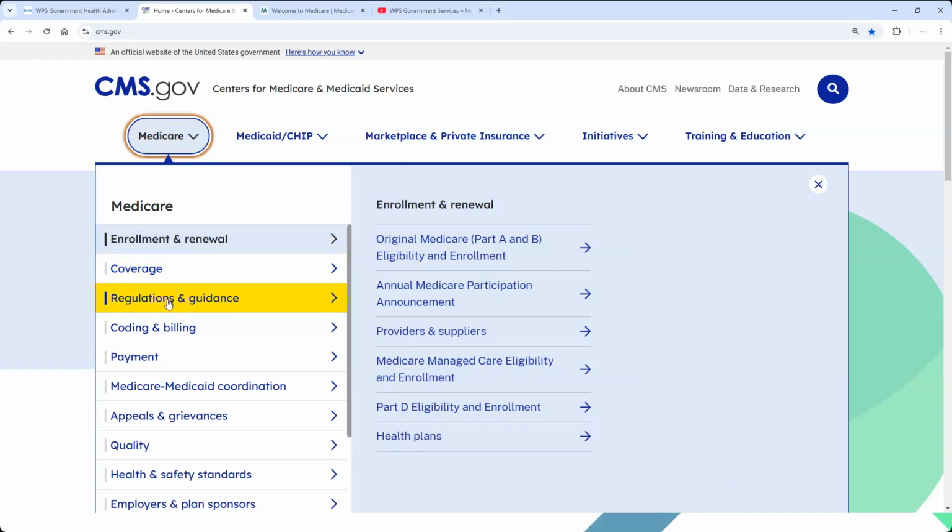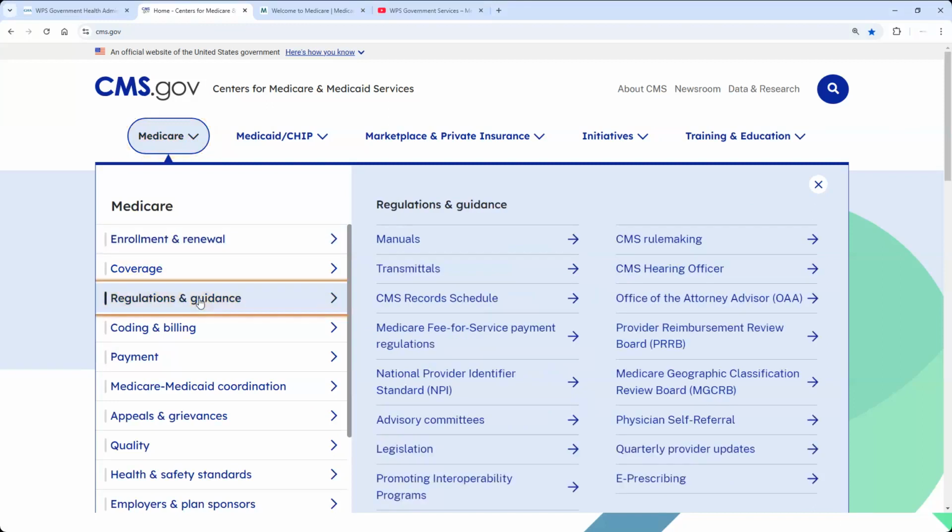Remember, I talked about daily operating instructions. That's your guidance and regulations. By doing that, we then can move to the right side of the screen, and the very first link in the left column says manuals, and that's where we want to go.